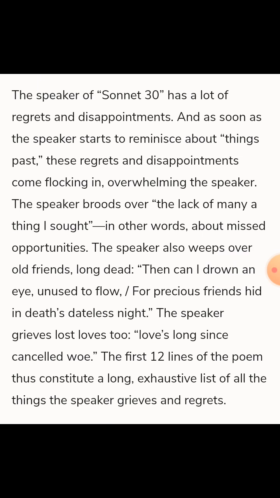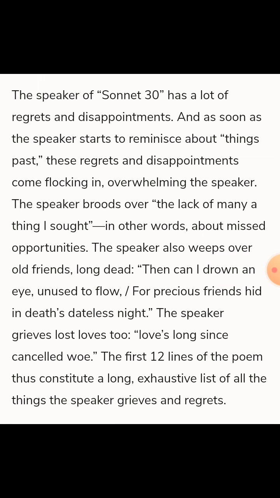The speaker broods over the lack of many a thing he sought. The things which he once had are not now with him, so he feels their absence. In other words, he thinks about missed opportunities, the opportunities which he could not take. The speaker also weeps over old friends, his best friends who have been long dead.